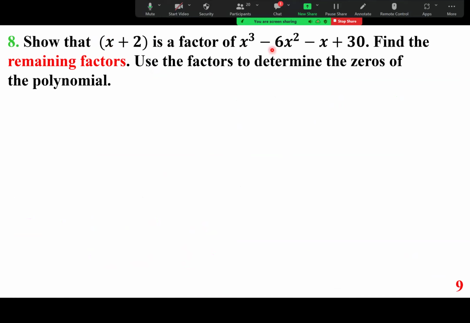Show that x plus 2 is a factor of x cubed minus 6x squared minus x plus 30. Find the remaining factors. Use the factors to determine the zeros of the polynomial. There are 2 ways to do that. We can divide this by x plus 2 using synthetic or long division. Or we can go with the factor theorem, simply evaluate f of -2, because when you divide by x plus 2, you have to evaluate f of -2 and observe.